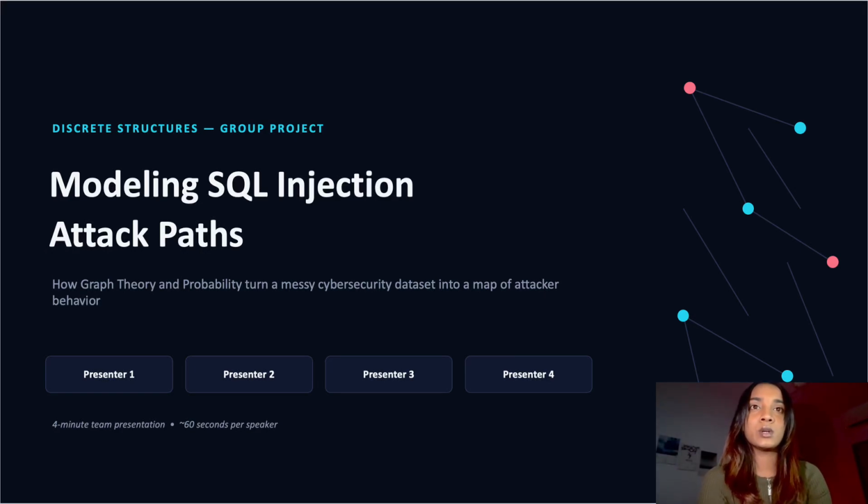Today we are presenting our Discrete Structures project, modeling SQL injection attack paths using graph theory and probability. Almost every company today relies on databases, which makes them a prime target for cyber attacks. SQL injection, or SQLI, is the most well-known attack path against them. It is not a single move. Attackers scan for vulnerable sites, plant malicious SQL, exploit authentication, and then attack the database step by step. This multi-step nature is exactly why these attacks are so hard for security teams to detect and respond to.